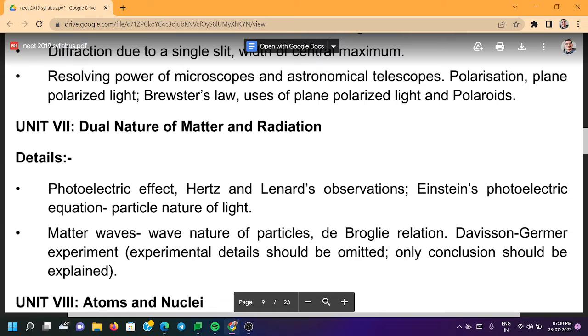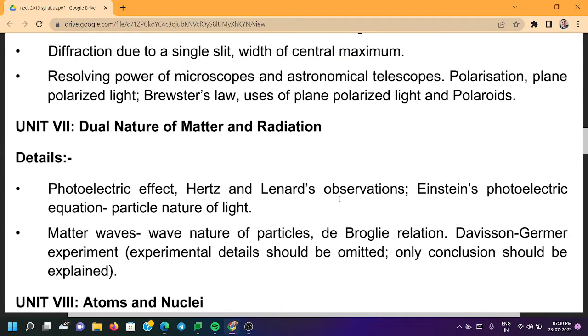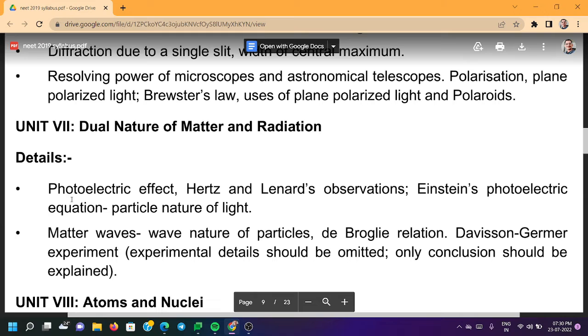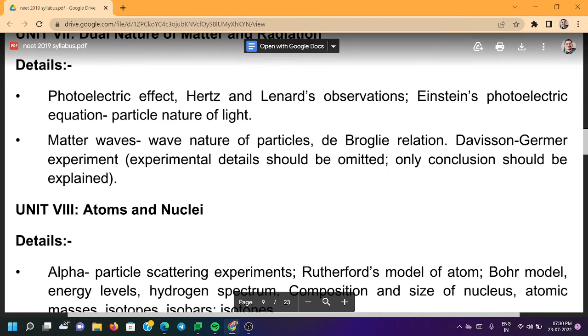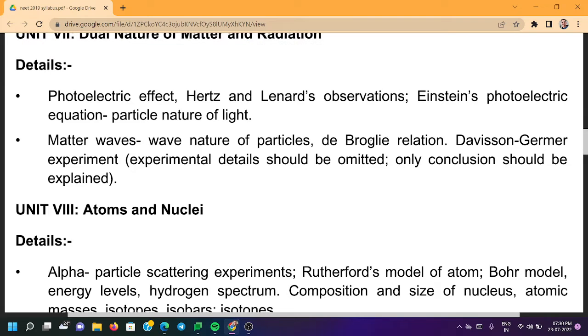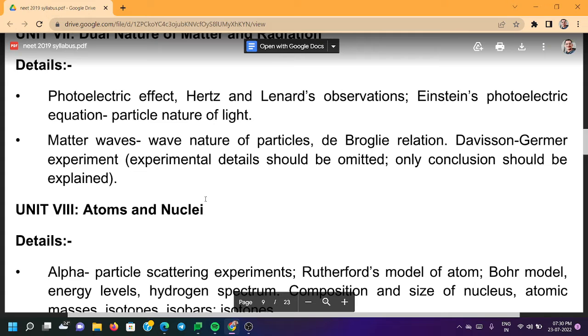Unit 7, Physics Class 12: Dual nature of matter and radiation. Photoelectric effect, Hertz and Lenard's observations, Einstein's photoelectric equation, particle nature of light. Matter waves, wave nature of particles, de Broglie relation, Davisson-Germer experiment. Experimental details should be omitted; only conclusions should be explained.